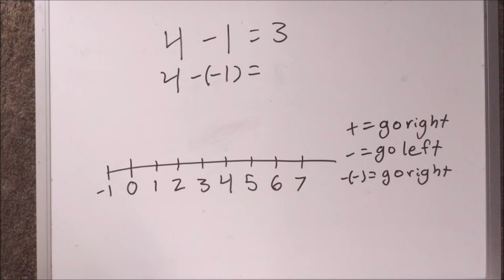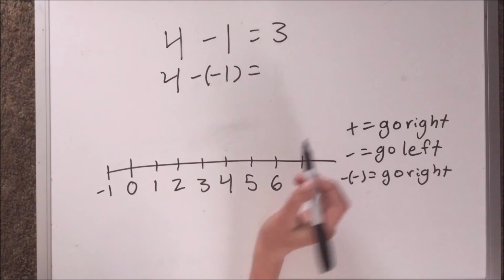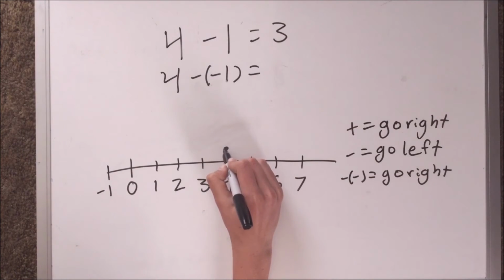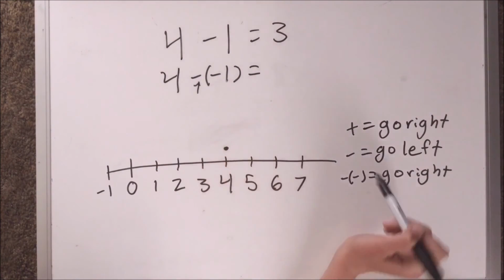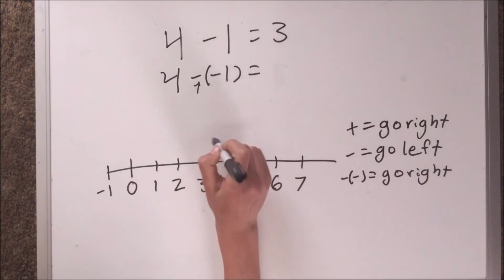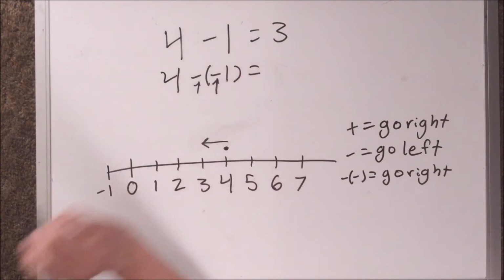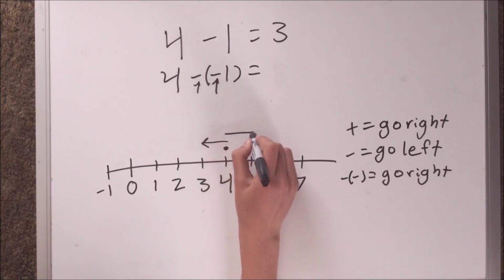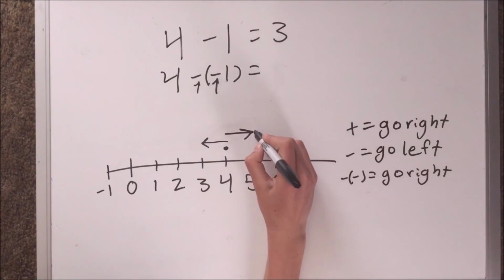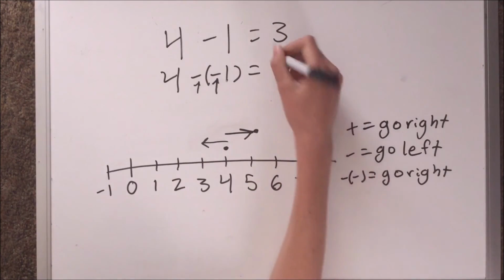Now let me show you with the problem that we were working on. 4 subtract -1. You would start at 4 because that's the number at the beginning of the equation. And because of this negative sign, as our rules say, you would go to the left. But because of this other negative sign, it reverses the operation and we go to the right one. So over here. And because there's nothing else, this is where we stop. So the answer is 5.